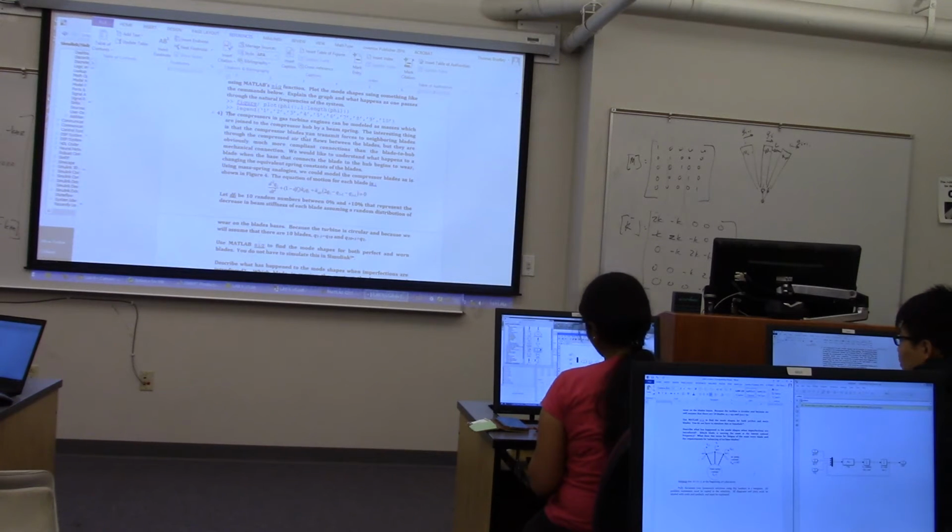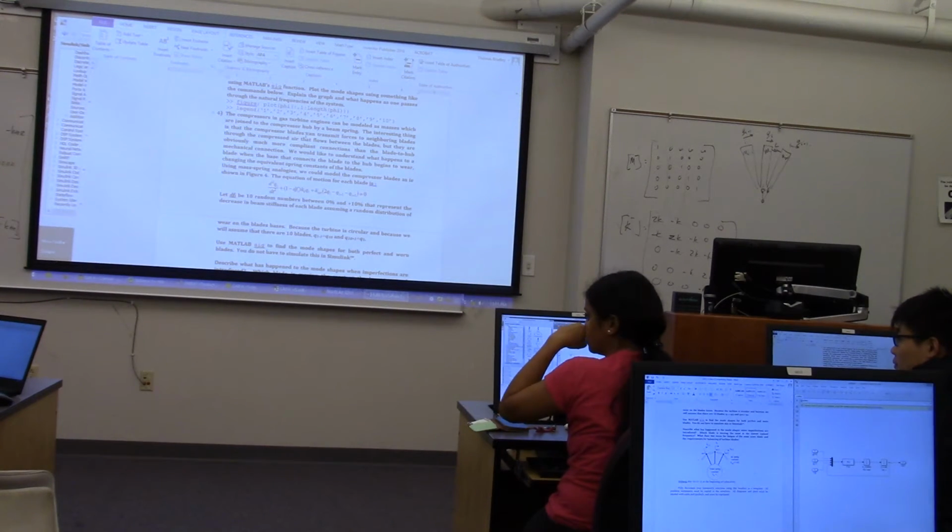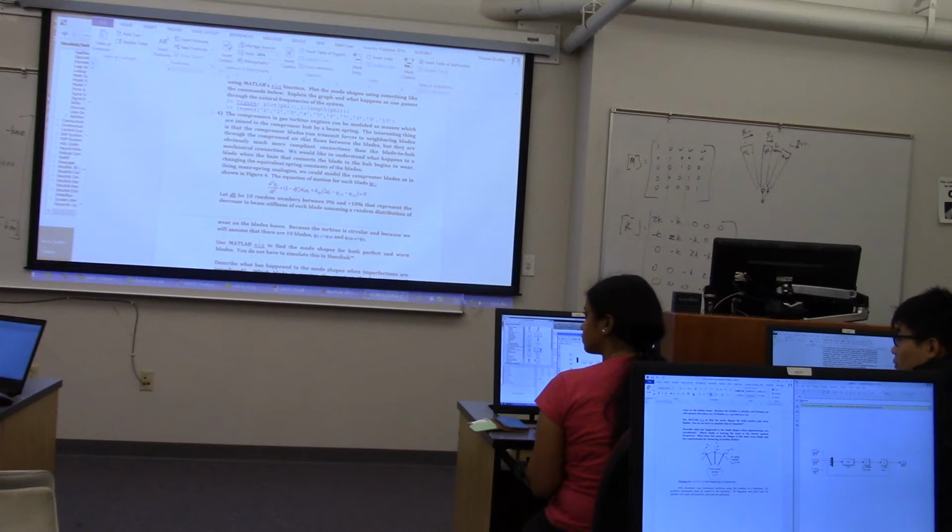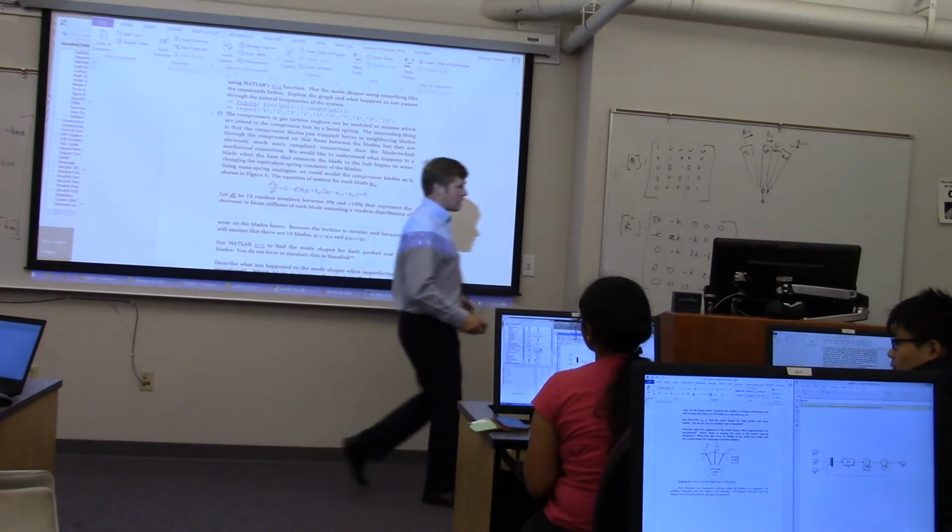So all I've done is I've taken our line of masses and I've wrapped them around. So now instead of having a pure tri-diagonal matrix, I have a tri-diagonal matrix with some other stuff going on. And what that does is connect mass 10 to mass 1. So in this case now, I want you to compare the mode shapes for perfect and for worn.